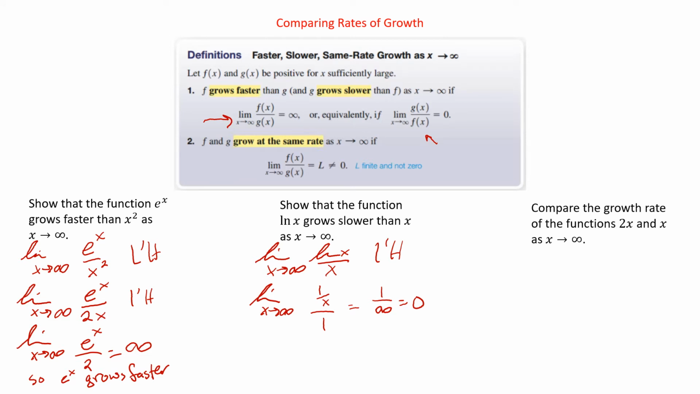Compare the growth rate of the functions 2x and x as x goes to infinity. So we have 2x and x. So obviously 2x is growing faster, right? Limit as x goes to infinity of 2x over x, we can cancel out an x, and we get this equals 2, which is a number that's not 0. So these actually have the same growth rate.